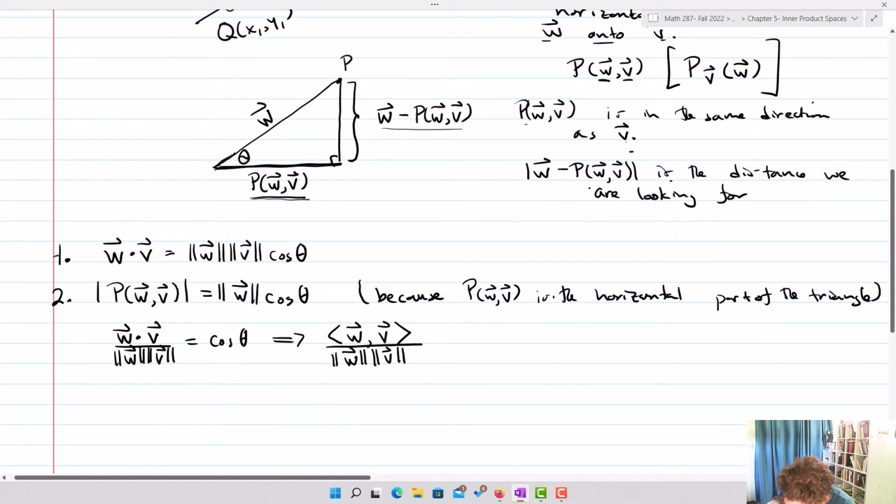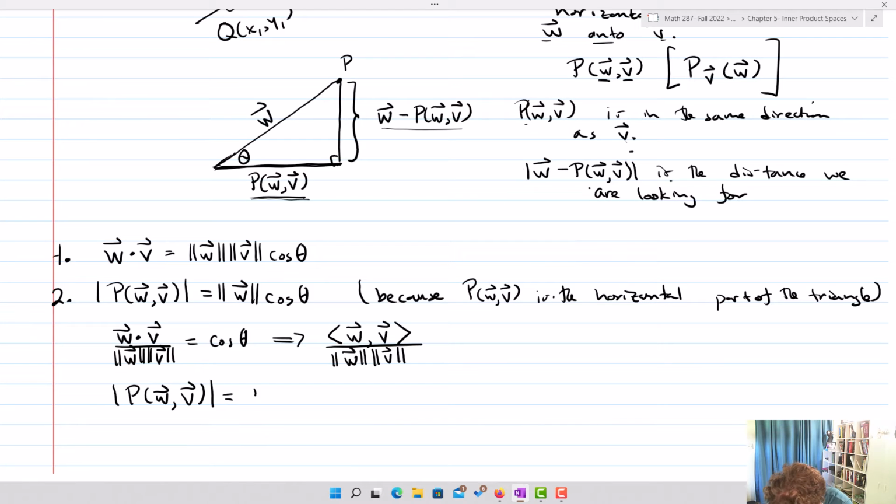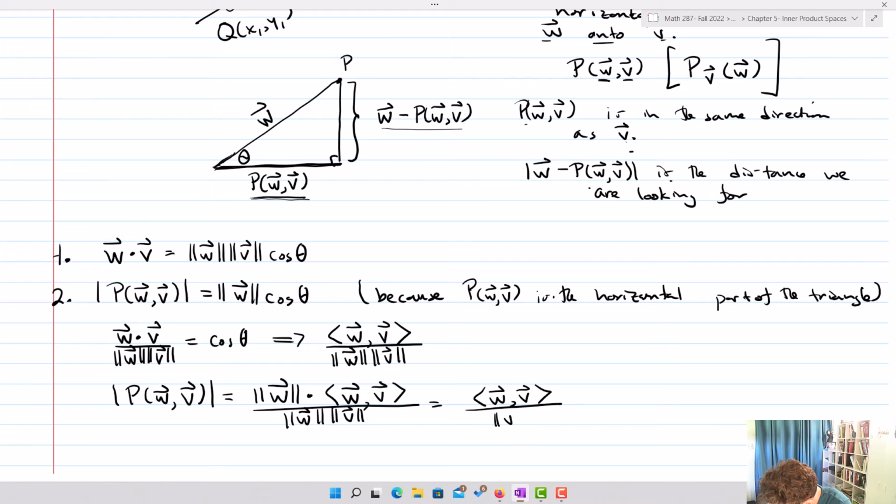So the magnitude of the orthogonal projection is going to equal the magnitude of W times the inner product of W and V, divided by the magnitude of W times the magnitude of V. And thus that ends up equaling the inner product of W and V divided by the magnitude of V, because we can just cancel these two. So that's the magnitude of P of WV.